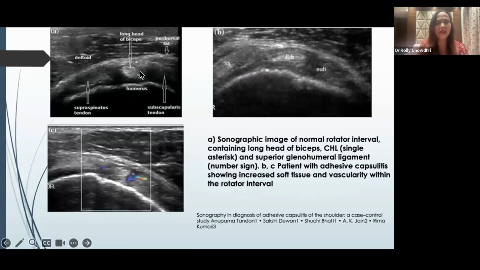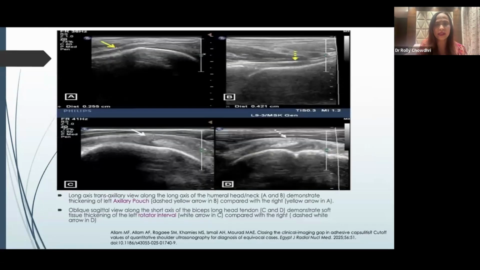I have repeated these images and said this again because this is really important. This is the normal rotator interval where there is no thickening of the coracohumeral ligament. This is in the patient with the thickened coracohumeral ligament. This is increased soft tissue in the rotator interval with new angiogenesis or increased vascularity in the rotator interval, which is also one of the signs which aid in the diagnosis of adhesive capsulitis.